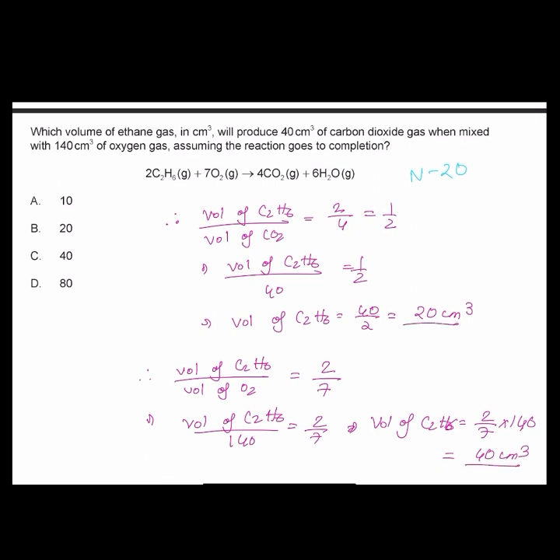So the one with the lower value matters. The actual volume of C2H6 present was 20 centimeter cube, but if all the oxygen reacted, then we would need 40 centimeter cube. Basically, C2H6 is the limiting reactant, and the amount of C2H6 would be 20 centimeter cube, which corresponds to option B.